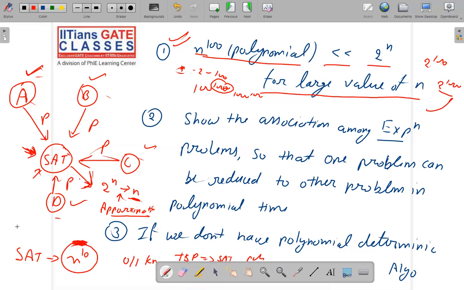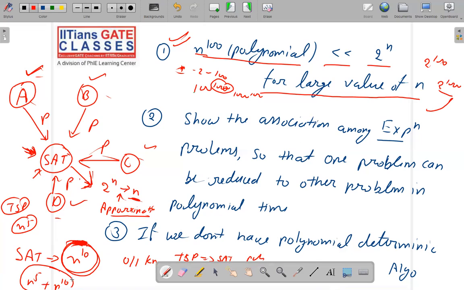For example, if the TSP reduction will take n raised to power 5, then how much time will it take? It will take n raised to power 5 plus n raised to power 10. Because if SAT will take n raised to power 10, then this will be the total time complexity: n raised to power 5 plus n raised to power 10.